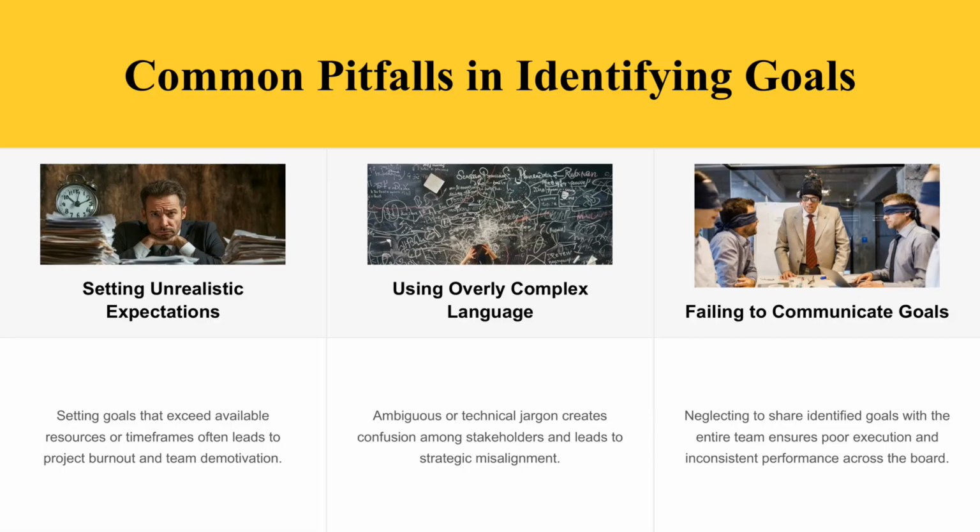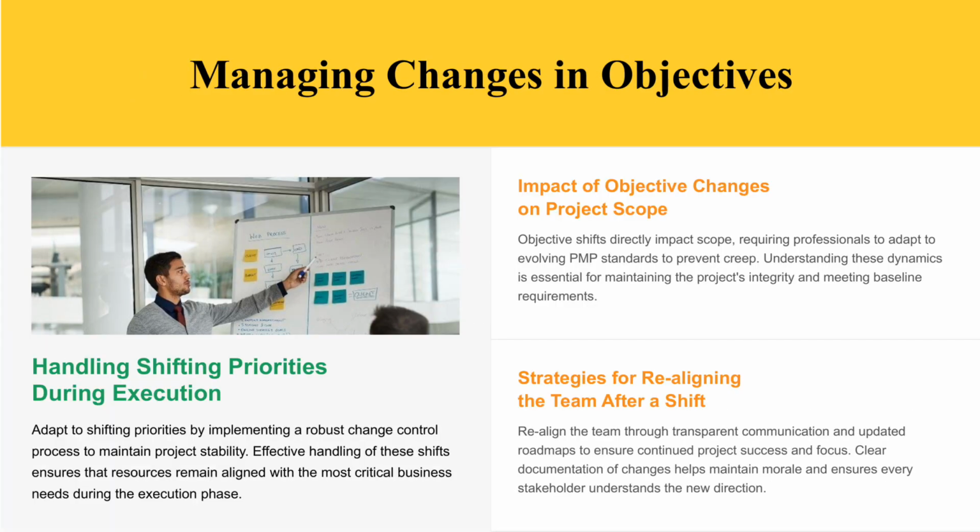the objectives. When objectives change, manage them through a robust change control process that preserves stability and prevents scope creep. Assess the impact on timeline and resources, communicate transparently to realign teams, and document revisions clearly so stakeholders remain informed and the project can adapt without losing direction.